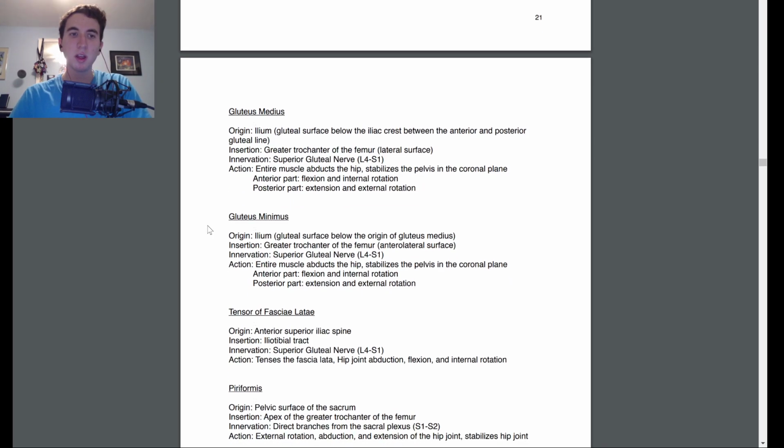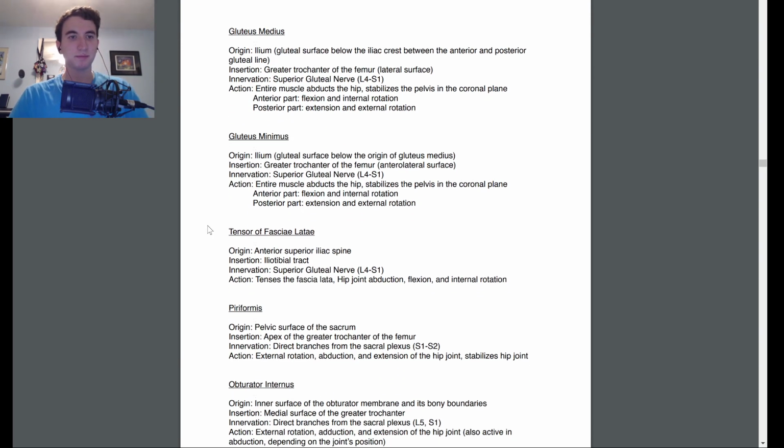Now it's time for gluteus minimus. It originates from the ilium, the gluteal surface below the origin of gluteus medius. It inserts at the greater trochanter of the femur, the anterolateral surface, and the innervation is caused by the superior gluteal nerve coming from L4 to S1.